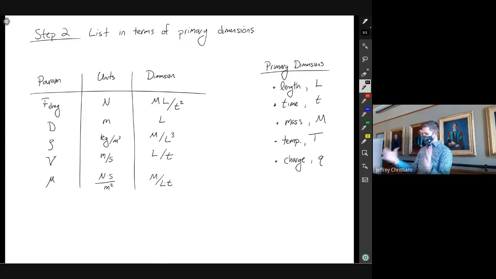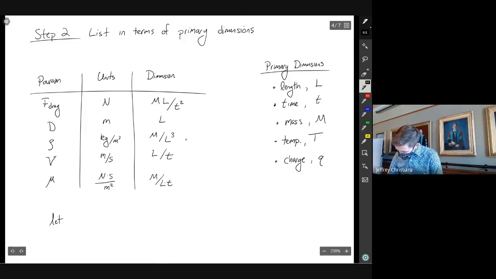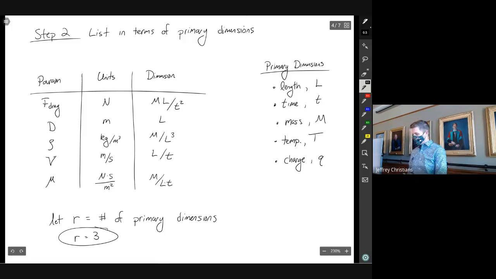Okay, so we break all of our terms up into their dimensions. And then we let a variable r equal the number of primary dimensions. So, for this case, r equals 3. We have 3 different dimensions. We only have mass, length, and time.